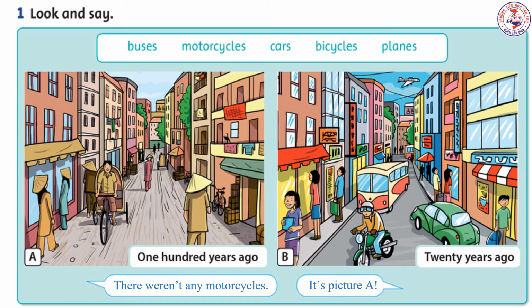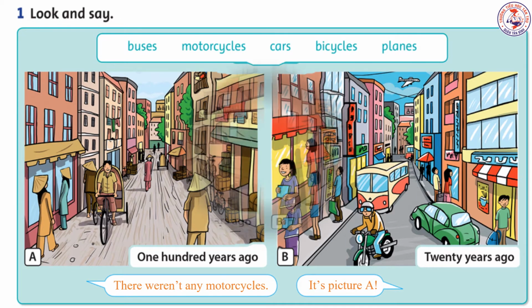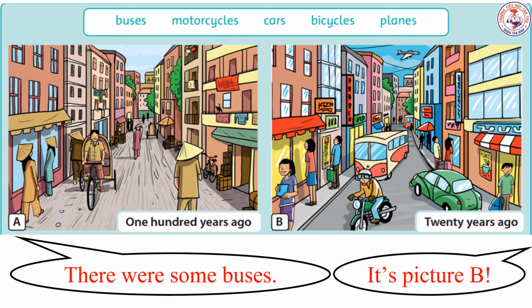Activity 1. Look and say. This is an example. There weren't any motorcycles. It's picture A. There were some buses. It's picture B.